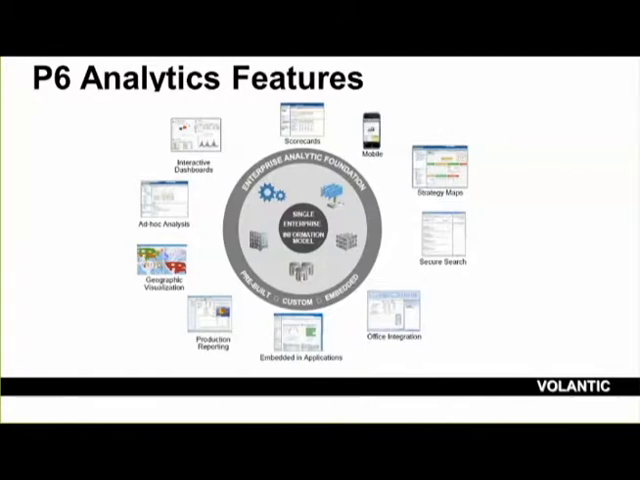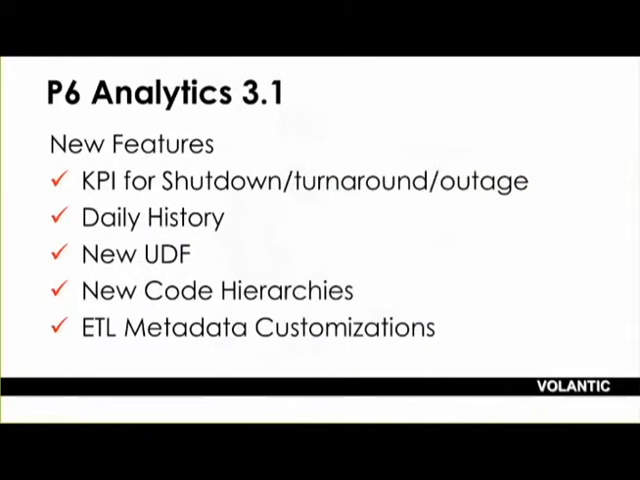So, in addition to this, a new release of P6 Analytics just came out, P6 Analytics 3.1, and here are some quick features that were updated. They added more key performance indicators for companies in oil and gas or utilities that perform shutdown, turnaround, and outage schedules, as well as new features like daily history, features which allow you to utilize your user-defined fields and codes, as well as some changes in the back end for ETL customization.